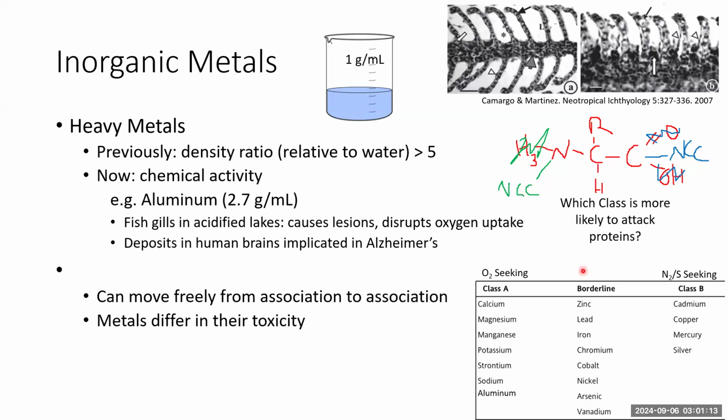So instead of just classifying things as dense, a heavy metal, therefore bad, rather we're concerned about its chemical activity. And when we say chemical activity, this is an example of the kind of chemical activity that we need.